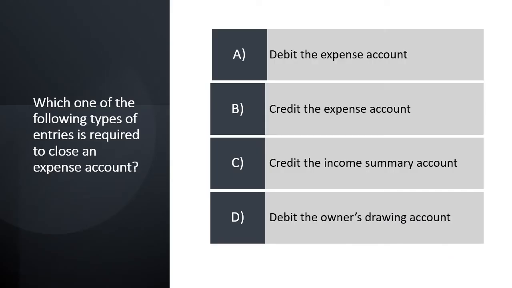Let's try a quick little quiz. Which of the following types of entries is required to close an expense account? Is it going to be a debit to expense accounts, a credit to expense accounts, a credit to income summary account, or a debit to owner's drawings account? So when we're closing our expense accounts, which one of these must be included?